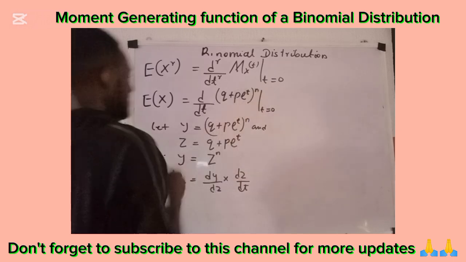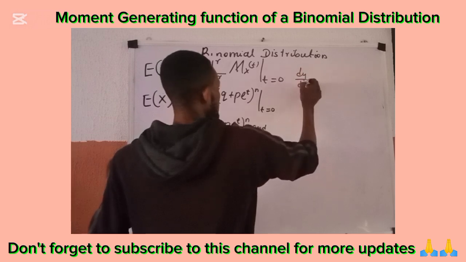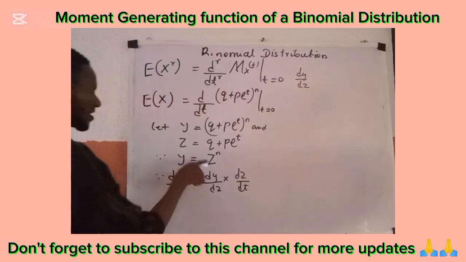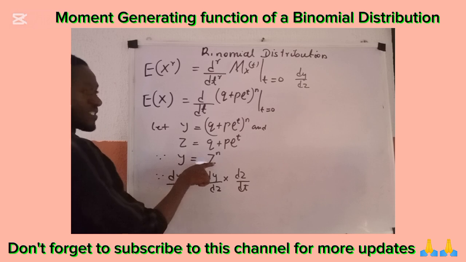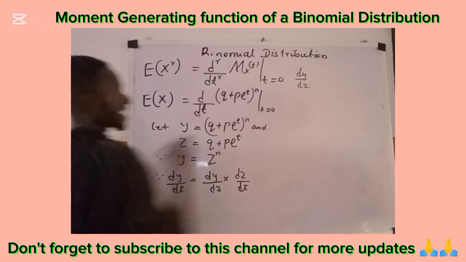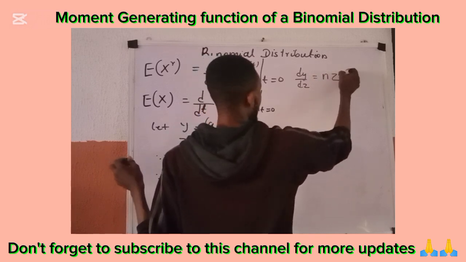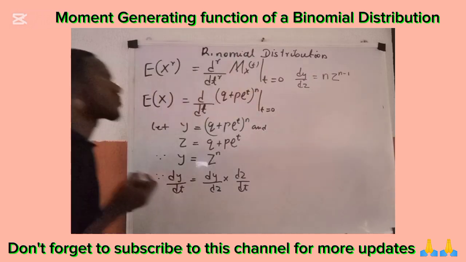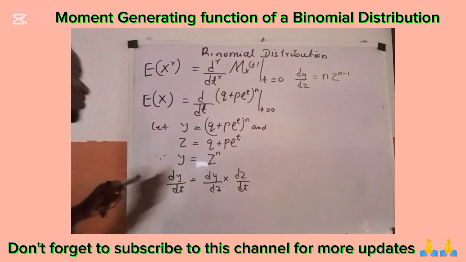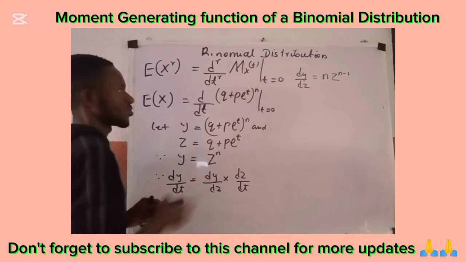Let us come by this side and say dy dz. Here is my dy dz. So here z is raised to power n, so I'll bring this n here. So this becomes n z raised to power n minus 1. That is how to differentiate that. You use the power to multiply the quantity and you subtract 1 from the power. So that one is done.